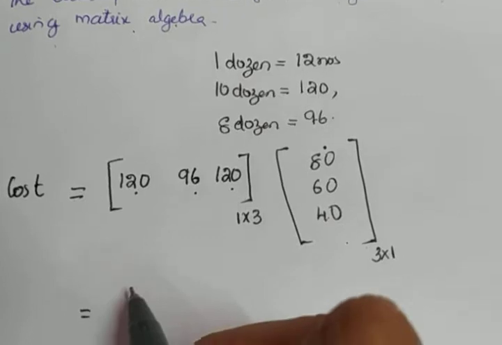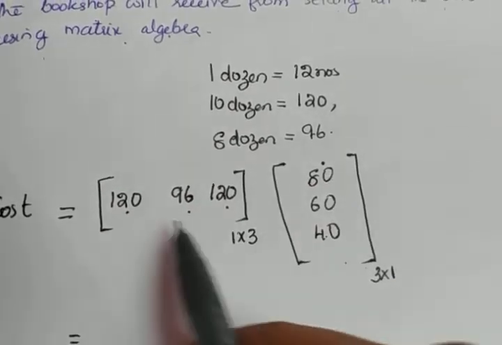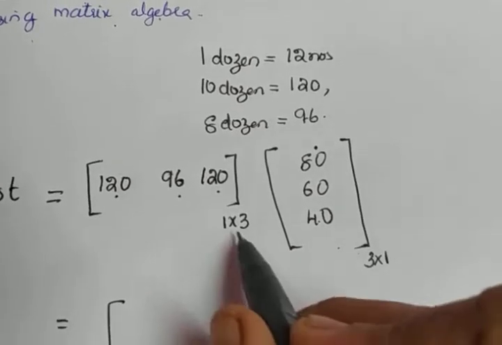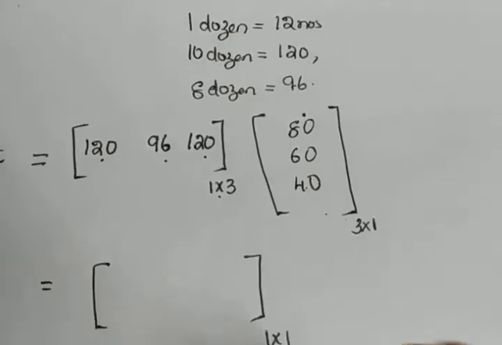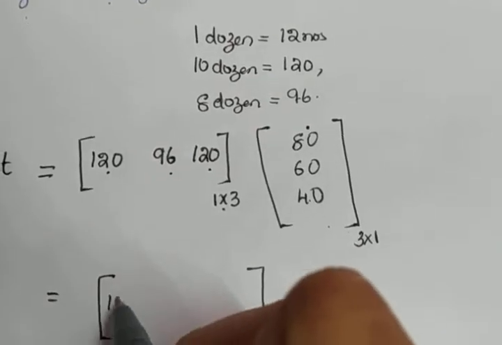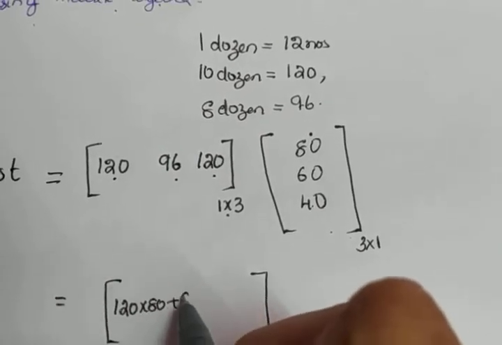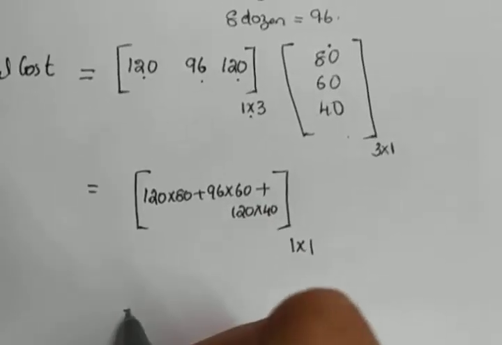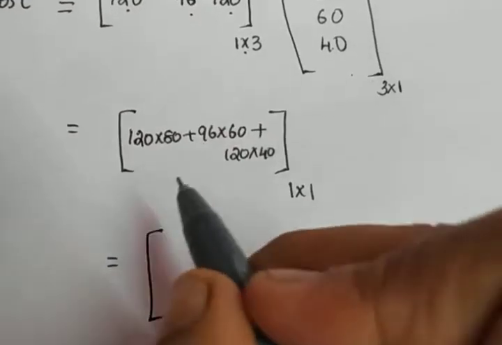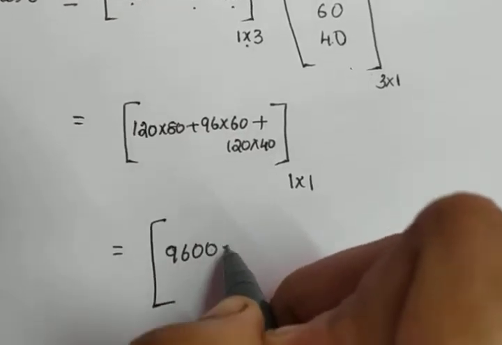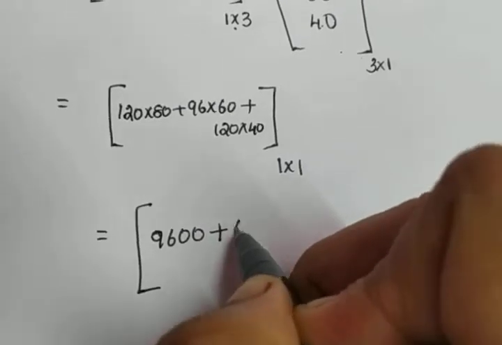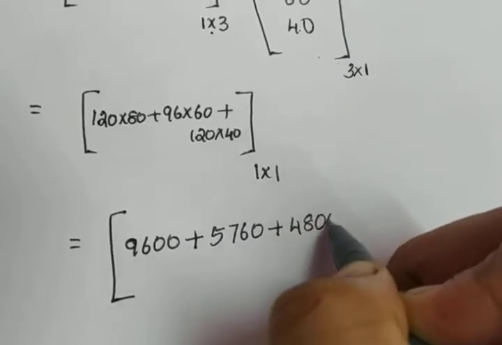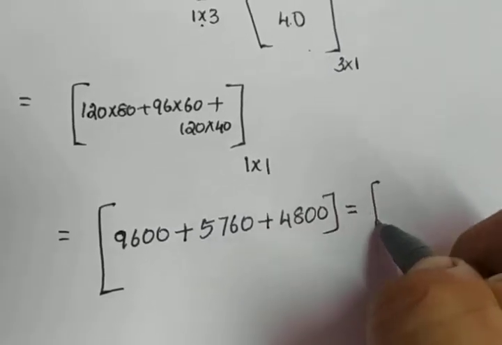So this is equal to, just multiply the matrices. First row into first column, there is only one row and only one column. So what will be the order of the resultant matrix? Just take the orders. It will be 1 by 1, there will be only one element. So the value is 120 into 80 plus 96 into 60 plus 120 into 40. 120 into 80 gives you 9600, plus 96 into 60 gives you 5760, plus 120 into 40 gives you 4800. So the total cost will be the sum of all these values.